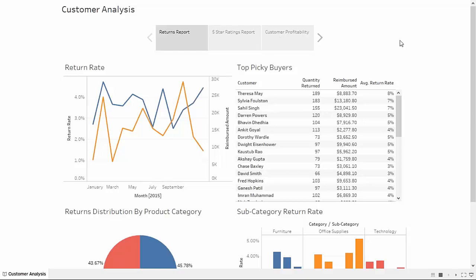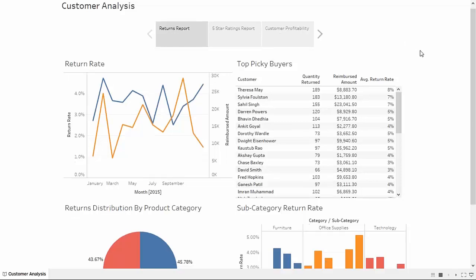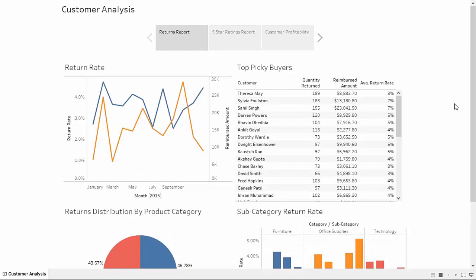So we'll begin by looking at how returns can be tracked in your transaction data. A return is every time a customer returns an item that they purchased from you. The reason could be that it's damaged or defective, or maybe the delivery was too late and the customer doesn't require it anymore, or maybe it's just simply buyer's remorse.